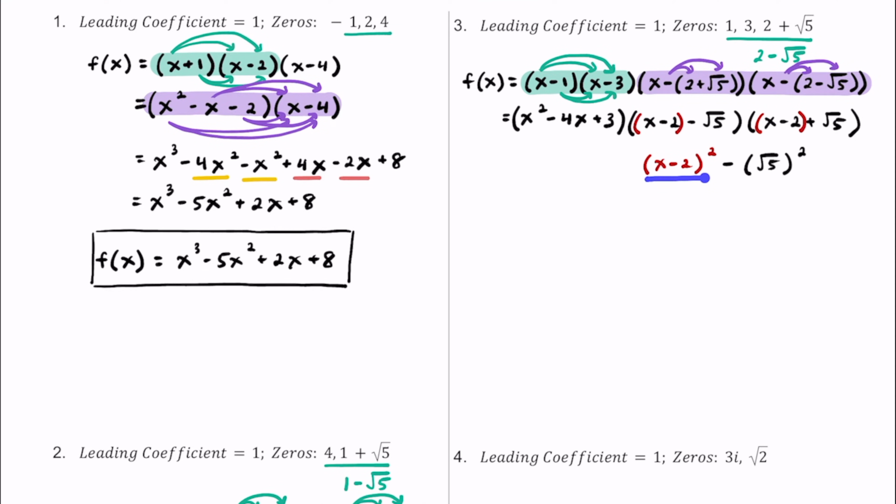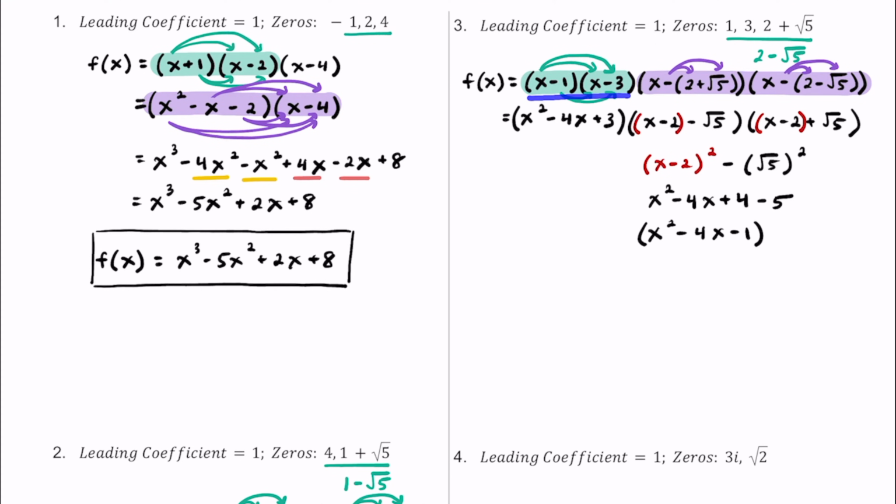Now if we go ahead and multiply this out to turn it into a trinomial, we would end up getting x squared minus 4x plus 4. Feel free to take your time and pause and try to work that out if you need to. And then if we go ahead and take the square root of 5 and square it, that's just going to be 5. So we're going to have minus 5 here. Now 4 minus 5 is going to be negative 1, so this whole thing is going to turn into x squared minus 4x minus 1.